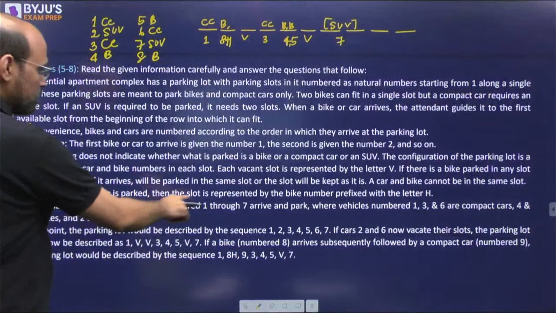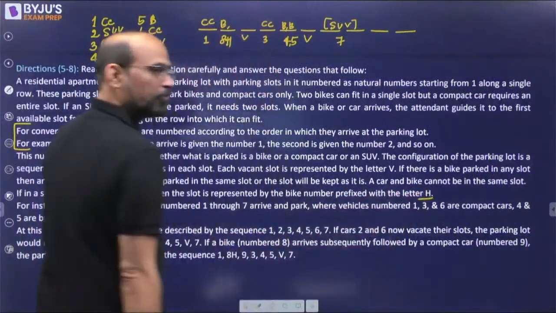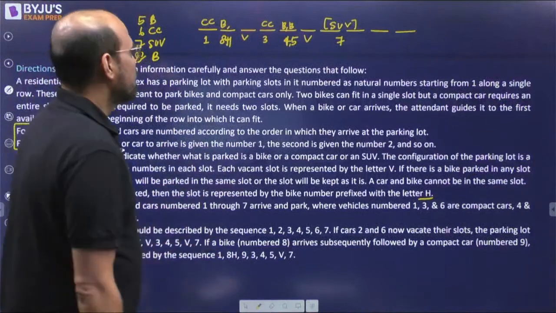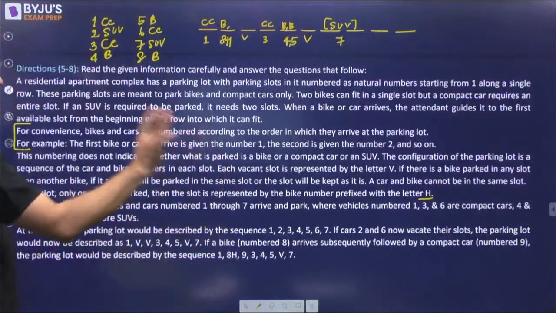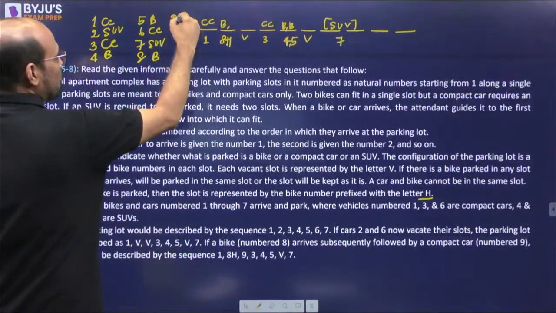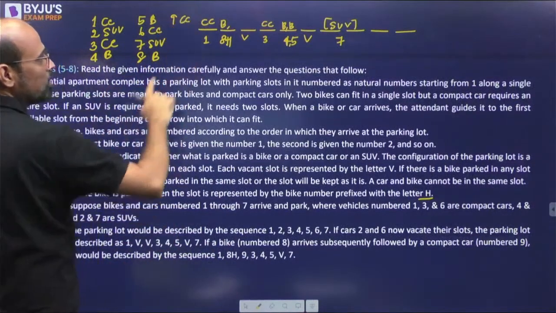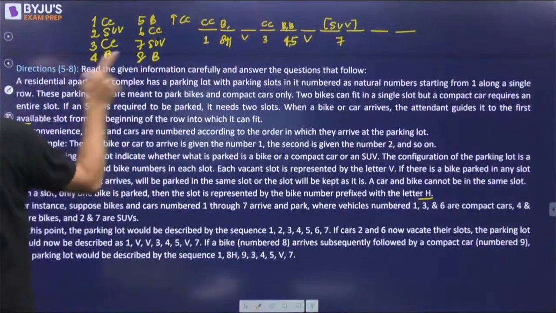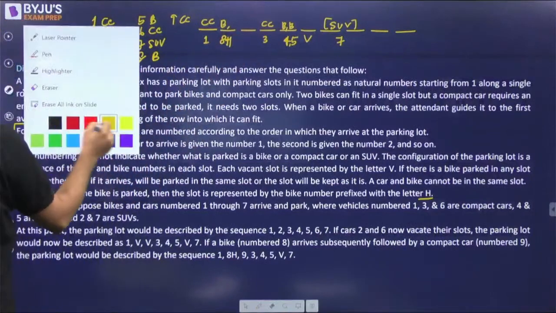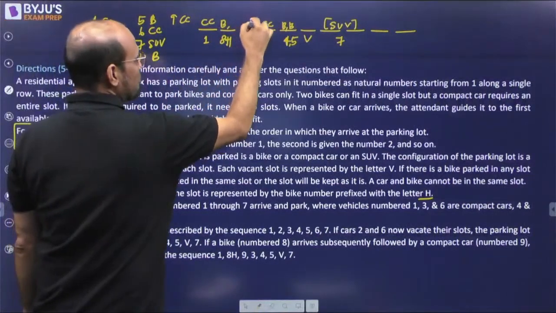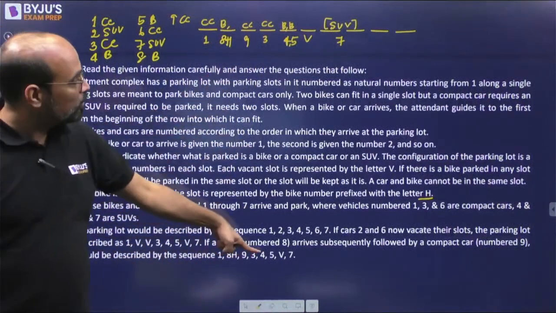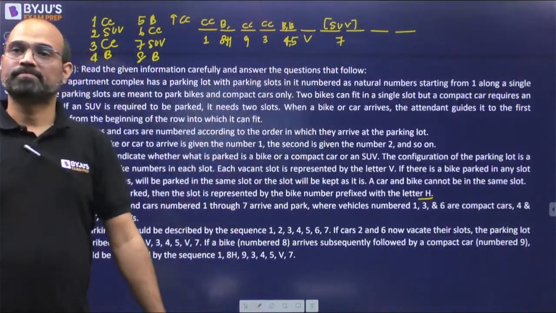Okay? Half availability and half vacant. That way. And what will happen if car number 9 comes in? Compact car. When a compact car number 9 comes in, the next vacant slot is the third one, right? So 9 comes in and you will have a compact car. So it will look like 1, 8H, 9, 3, 4, 5, V and 7.